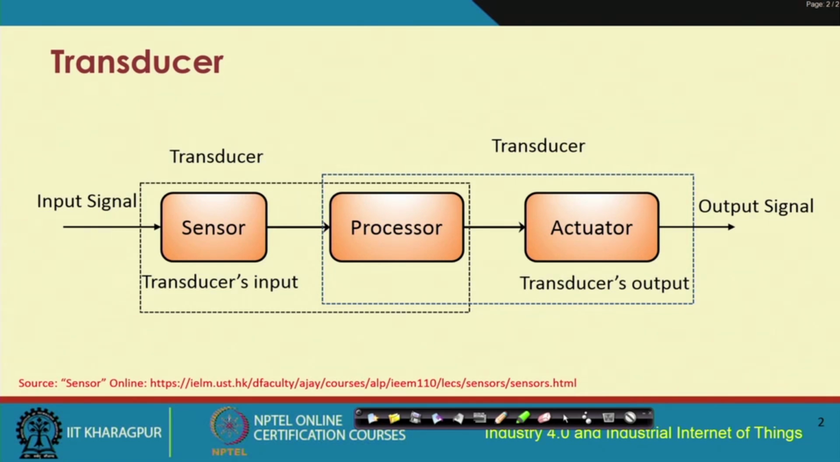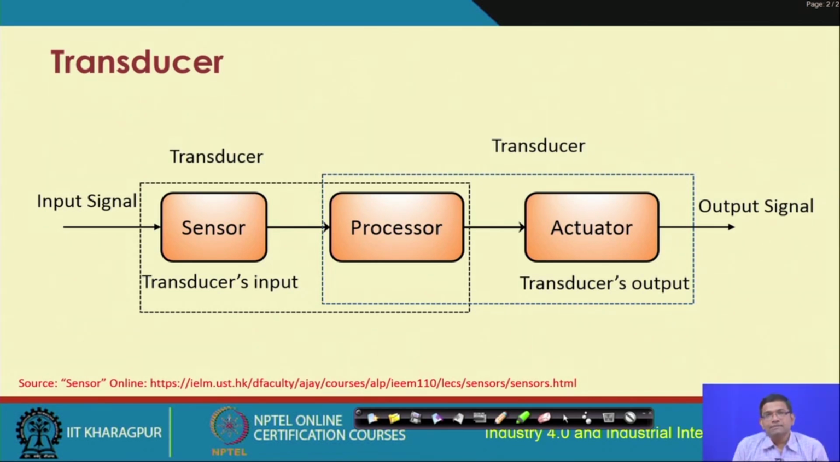Before we do, we need to understand that both sensors and actuators can be classified as transducers. So sensors and actuators are transducers. What is a transducer? A transducer is something that converts a signal in one form into a signal in another form. Let us look at this diagram in front of us. We have a sensor, we have an actuator.